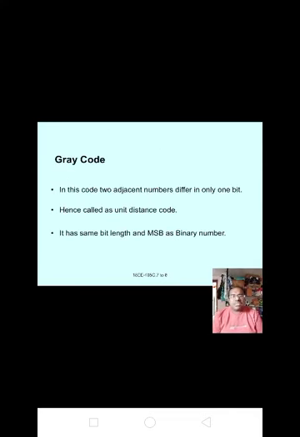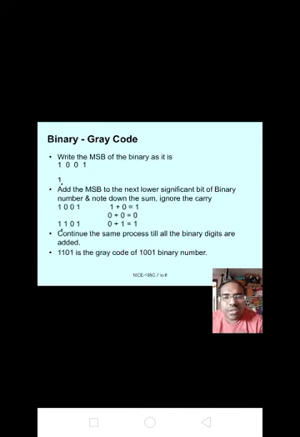Next, Gray code. In this code, two adjacent numbers differ in only 1 bit. Hence, it is called a unit distance code. It has the same bit length and the MSB is the same as the binary number. Please make a note of it. Gray code is also called a unit distance code. Next, I have given an example for binary to Gray code conversion.